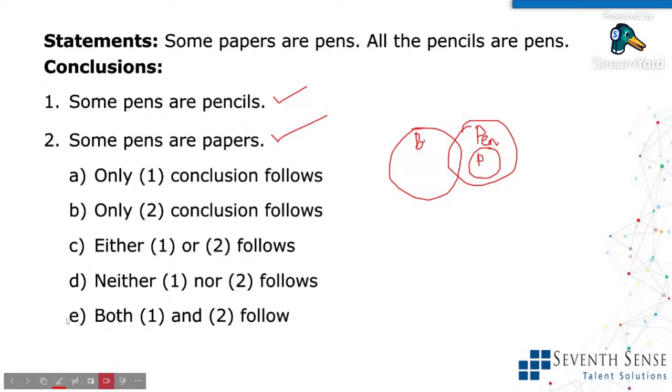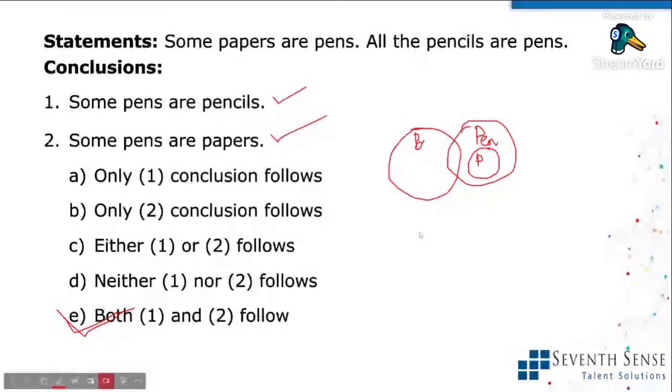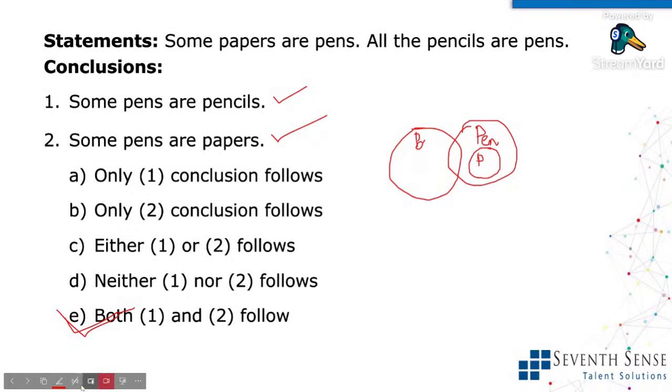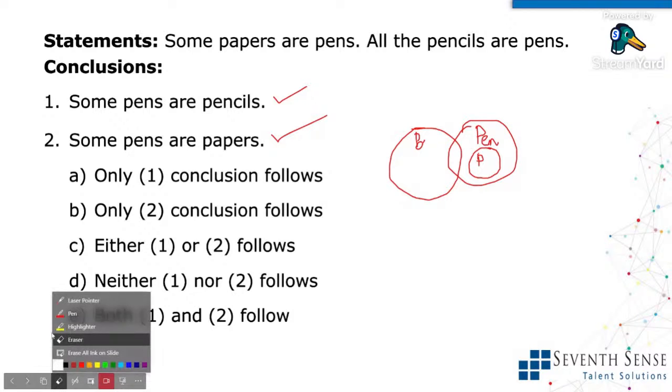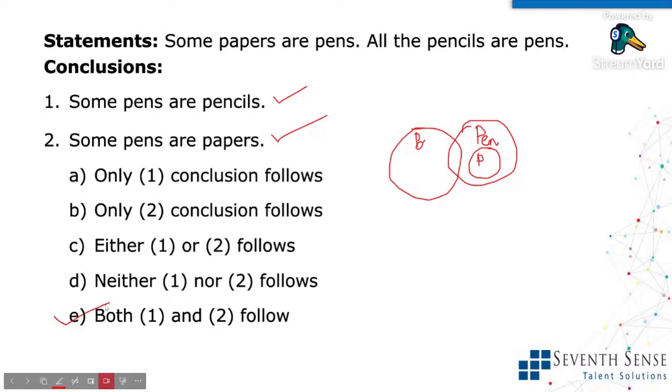So the correct answer is both 1 and 2 follow. This is your right answer. This is how we are going to use it. Your option E is the right answer for this particular question. Now we will close this. Then we will see our next one.